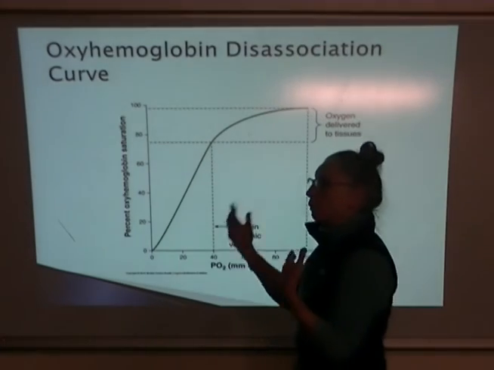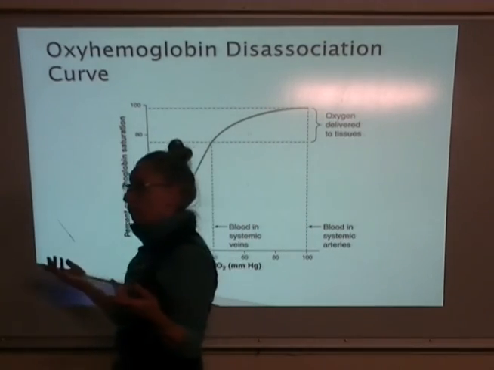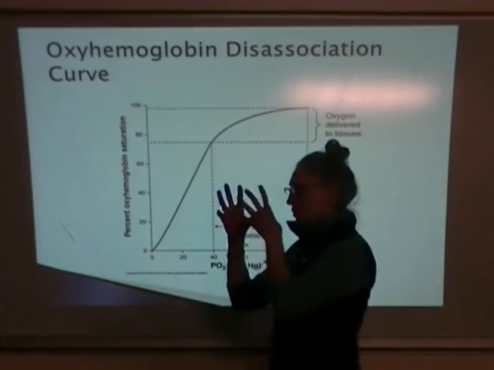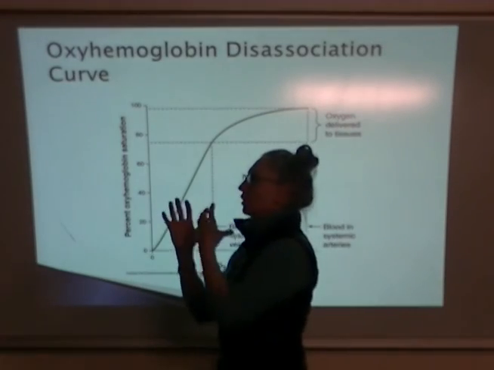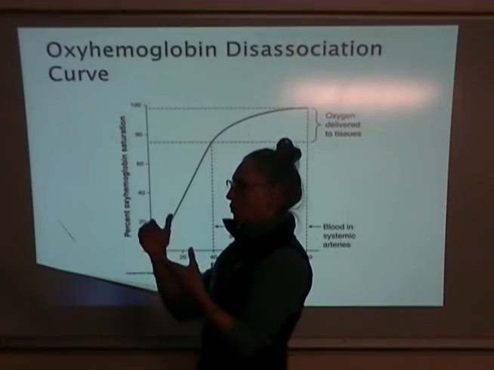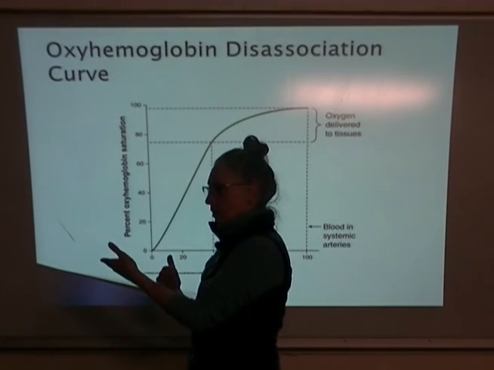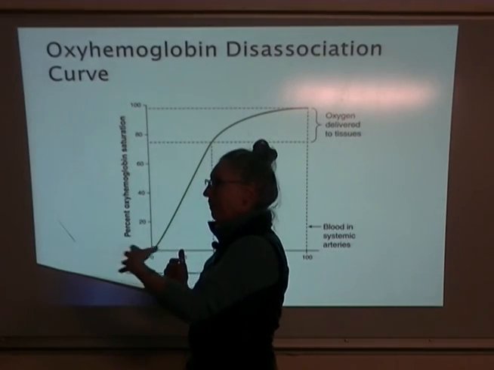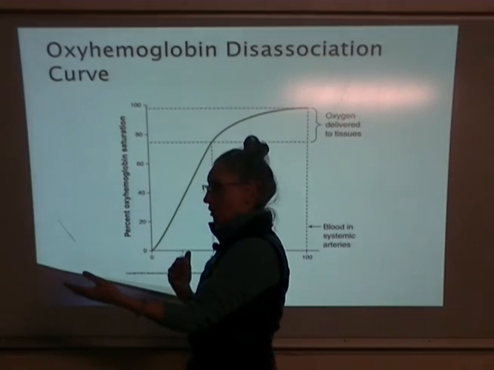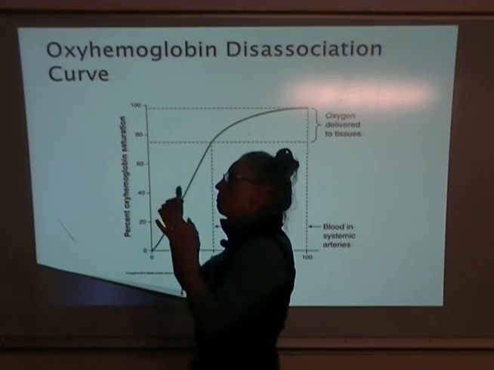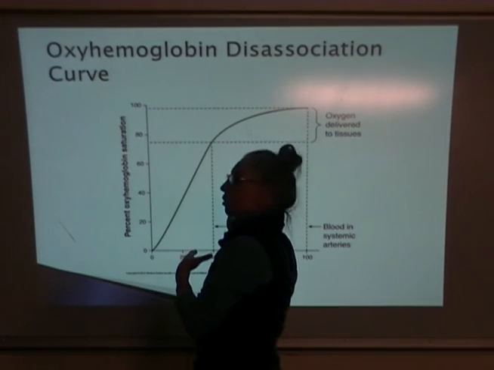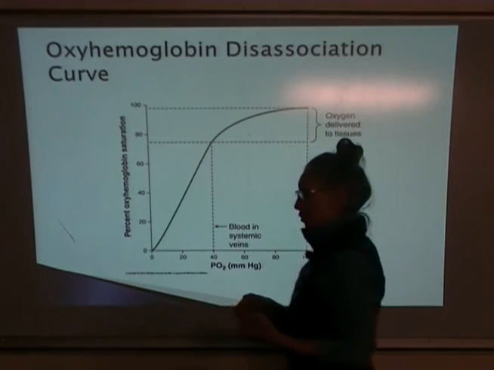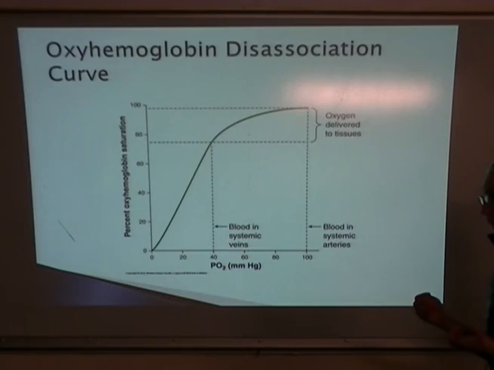So this is one of the reasons why we have to warm up. Because if we don't get those muscles nice and warm, then oxygen delivery to the muscle tissue is slower than it needs to be. The colder the muscle is, the harder it is to deliver the oxygen. The warmer the muscle is, shifts to the right, the easier it is to deliver oxygen to the muscle.